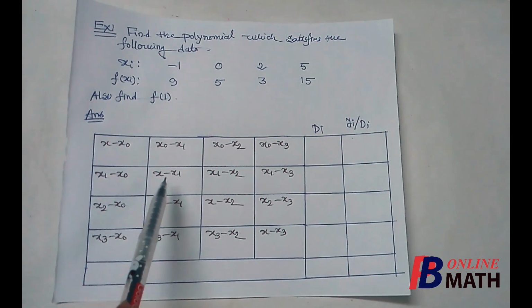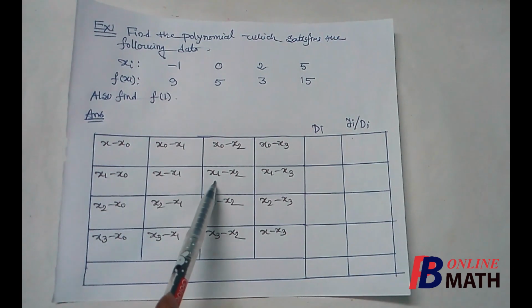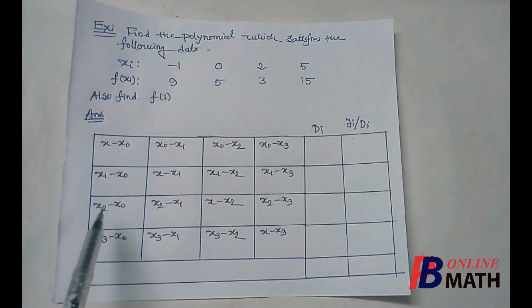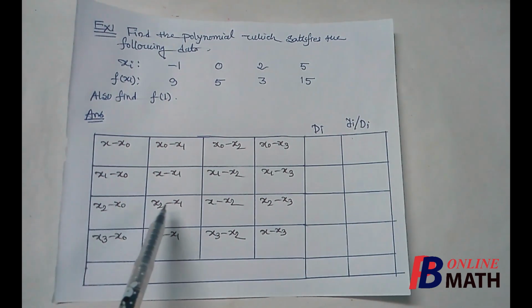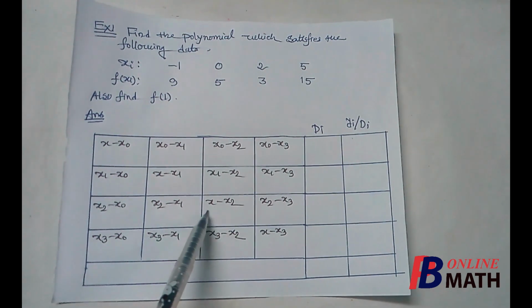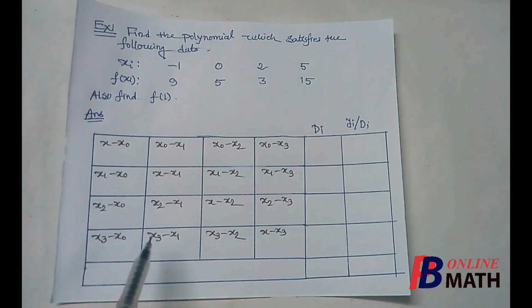Next one should be x1 minus x1. Instead of that we write x minus x1, and then x1 minus x2 and x1 minus x3. Now in the third row it should be x2 minus x0, x2 minus x1, x2 minus x2. Instead of that we write x minus x2 and x2 minus x3. And in the final row we write x3 minus x0, x3 minus x1, x3 minus x2 and finally x3 minus x3, but instead of that we write x minus x3.